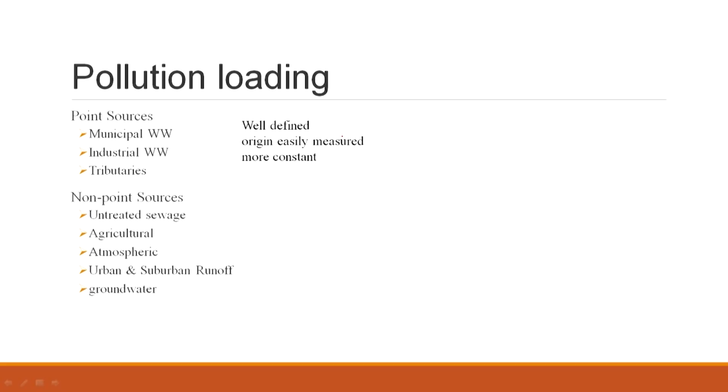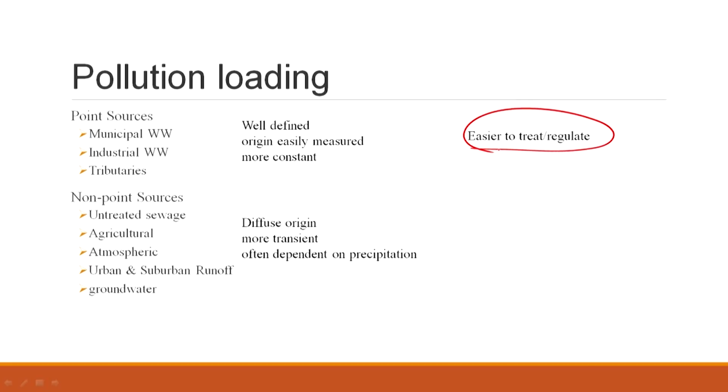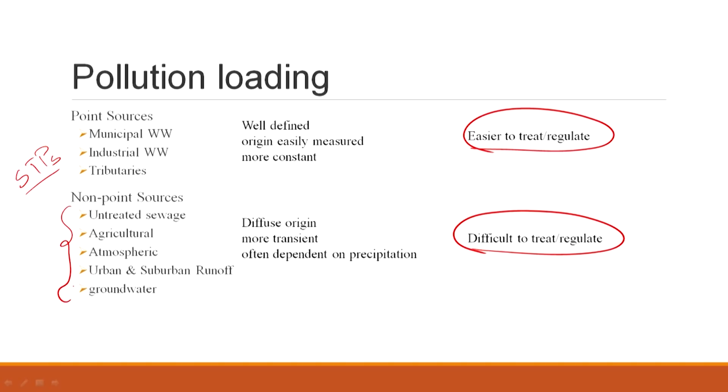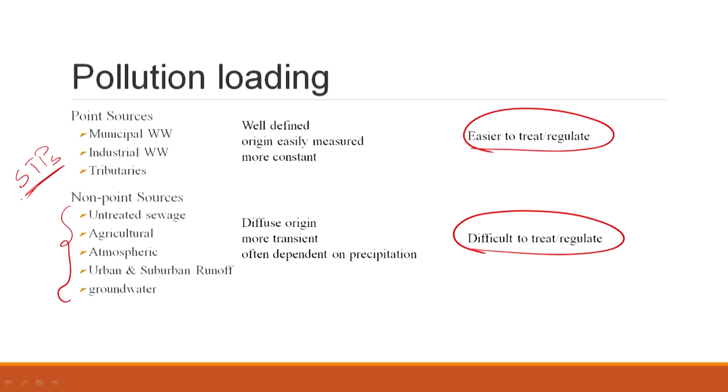Point sources have a well-defined, easily measured origin and are more constant, so they are easier to treat and regulate. Non-point sources are almost impossible or difficult to treat and regulate. So even though we are building a lot of sewage treatment plants, to really bring about a change in the surface water, you need a lot of capital investment and awareness with respect to dumping waste. Even though we build a lot of STPs, we might not see a remarkable improvement in surface water quality unless we address the other issues too.